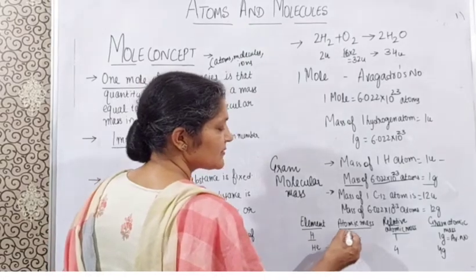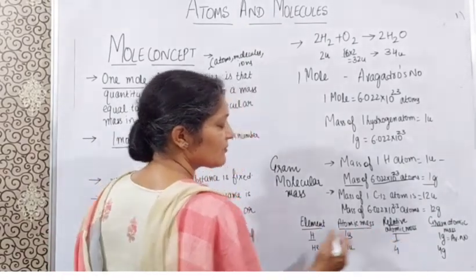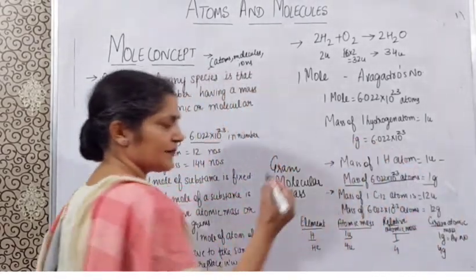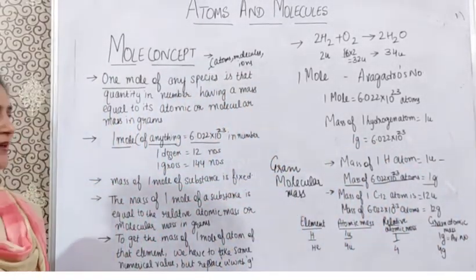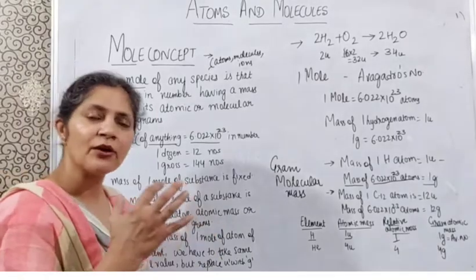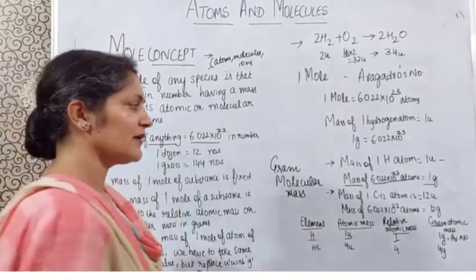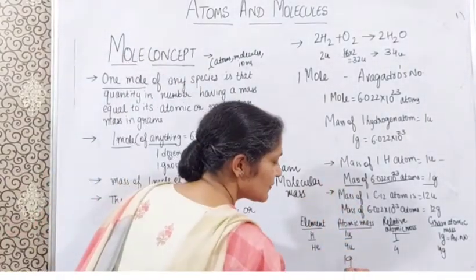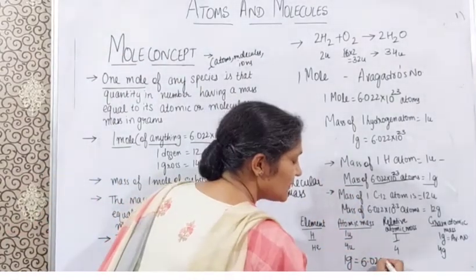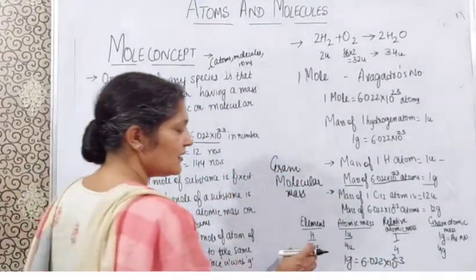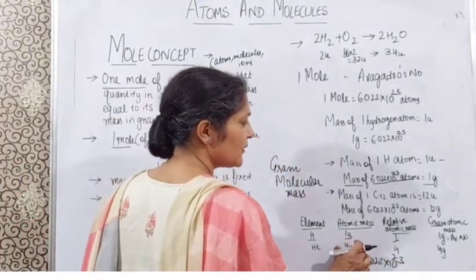Its atomic mass is 1 U. Its relative atomic mass is 1. So it will be equal to 1 gram. It is the gram atomic mass, and it is equal to Avogadro's number. Here 1 gram is equal to 6.02 into 10 raised to power 23, Avogadro's number. In helium, atomic mass is 4 U.